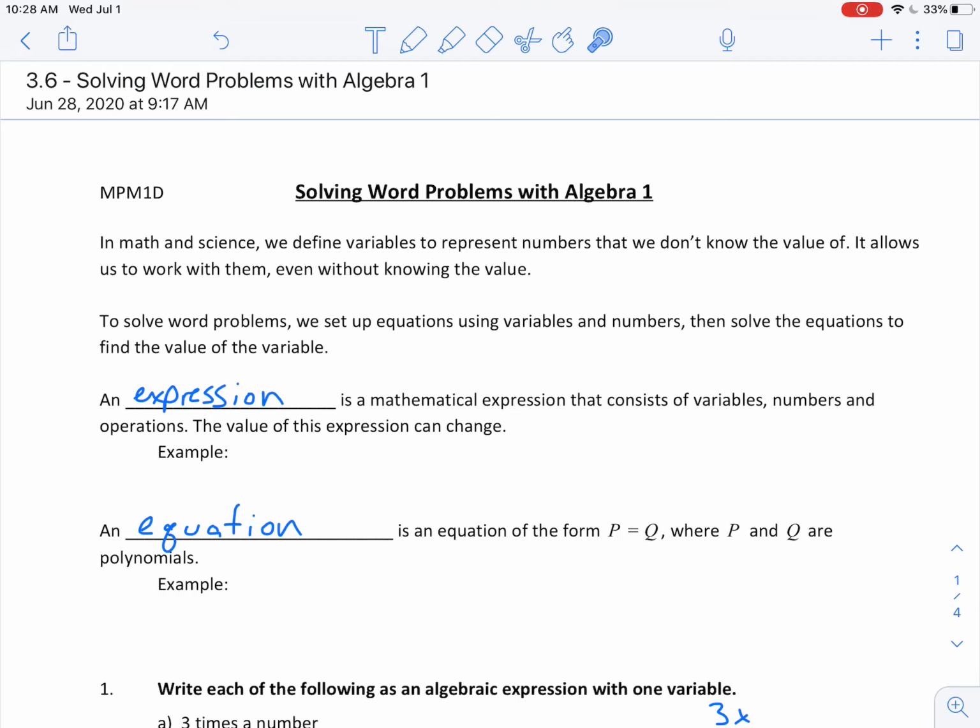of the variable. An expression is a mathematical expression that consists of variables, numbers, and operations. The value of this expression can change. So an example of that would be 5x plus 2. An equation is an equation in the form p equals q, where p and q are polynomials. So basically, the only difference between the two would be the equal sign. 5x plus 2 equals 20.